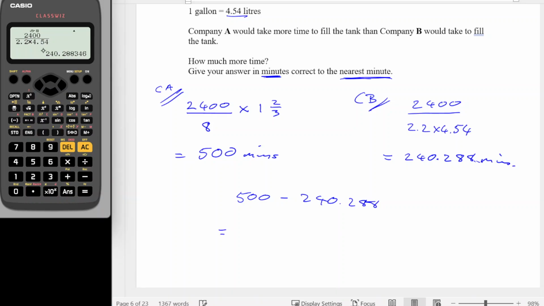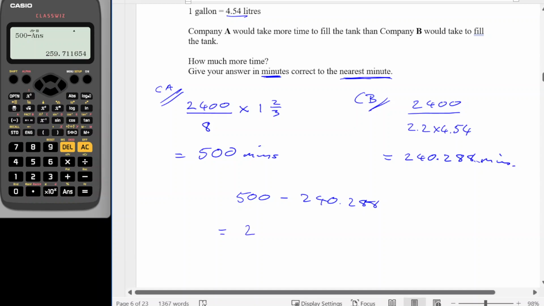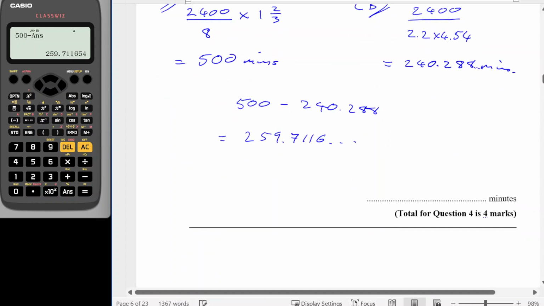So that's the answer in my calculator at the moment. So I'm just going to do 500 minus that answer. So 259.7116 dot dot dot being exact. So to the nearest minute, that's going to be 260 minutes.